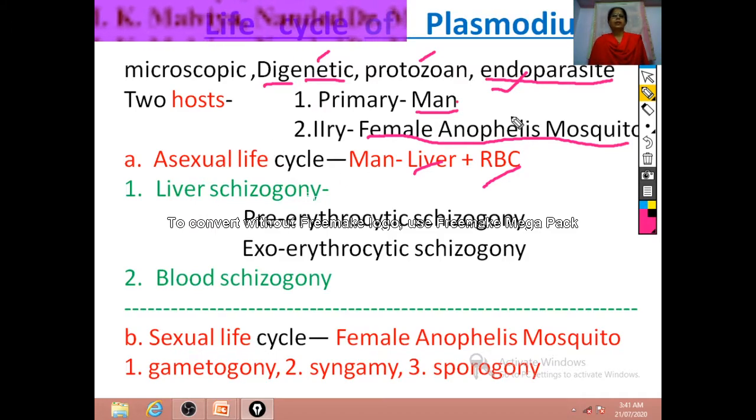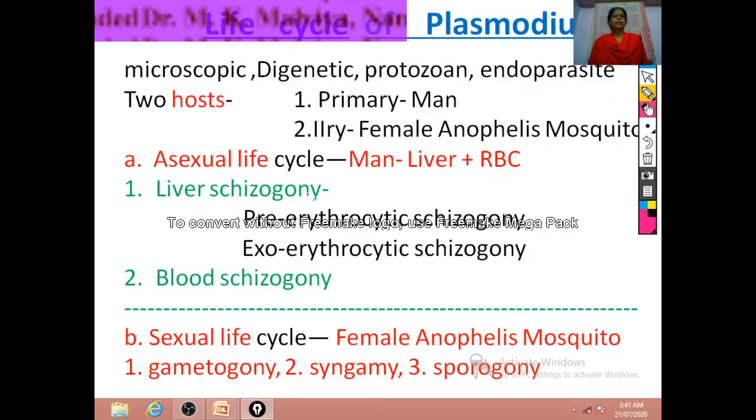What happens during the life cycle of the Plasmodium parasite? Two types of life cycle occur. One is the sexual life cycle and the other is the asexual life cycle. At the very beginning, the asexual life cycle occurs in man, and that is why man is called the primary host of the Plasmodium parasite, and the secondary host is the female Anopheles mosquito.